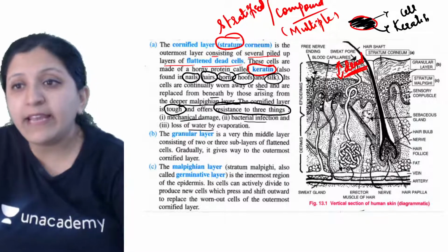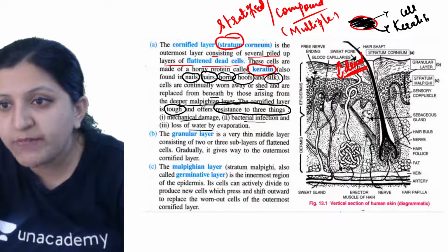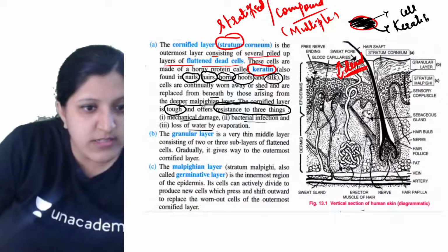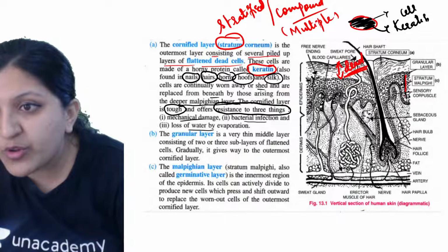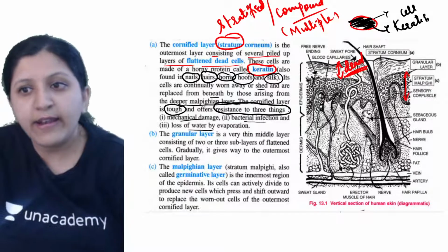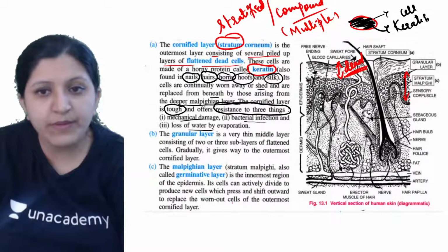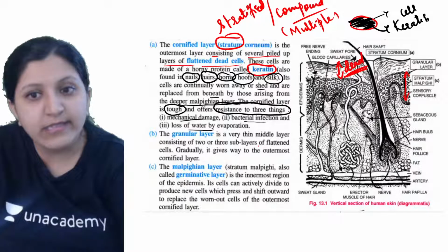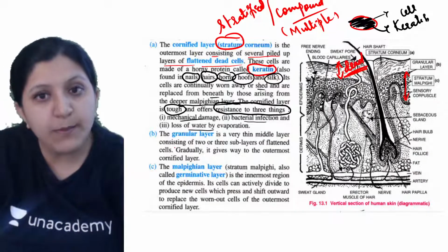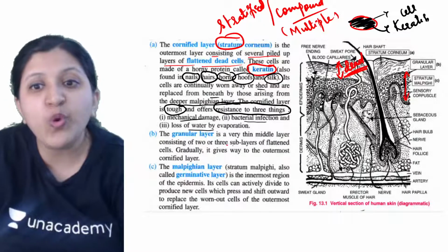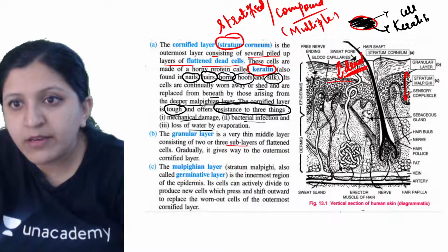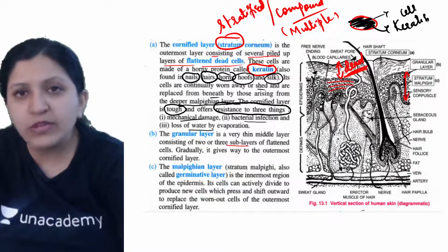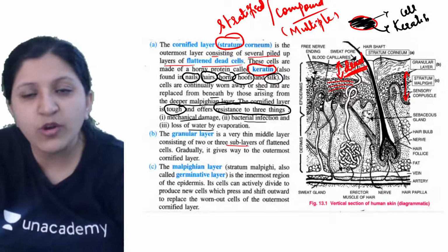Next, granular layer. So I'll change the color, just a second. This layer, what you find here, until here, this is the granular layer. The granular layer is thin as compared to the others, and it is a middle one consisting of 2 or 3 sub layers. Here one layer you can find, and here one layer. So usually 2 to 3 sub layers can be there. So this is the corneum itself.